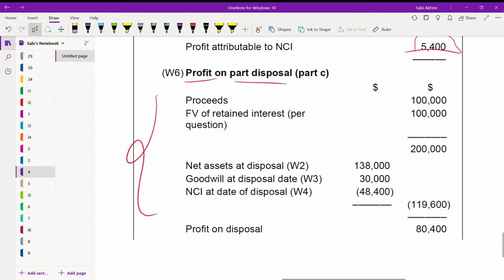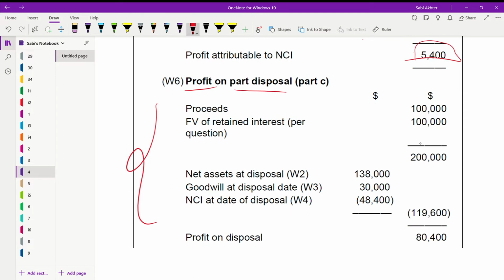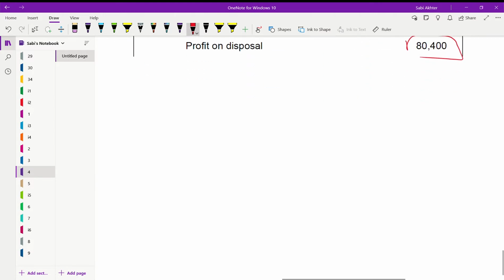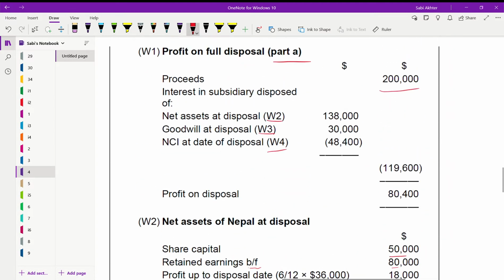So you're selling it for 100,000. Fair value of retained interest is also 100,000. NCI at disposal is already calculated. These things are calculated as they are. You can take net assets, goodwill, and NCI, but at the date of disposal. The only thing that is changed is this amount, maybe, for part disposal. And you are finding the profit on disposal, 80,400. Now let us go to the main table.